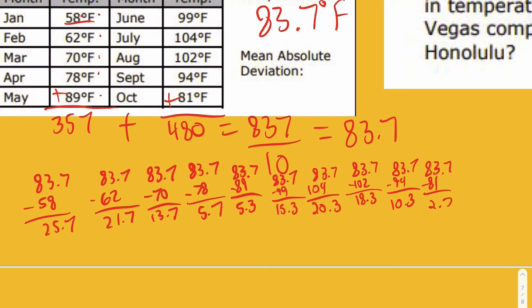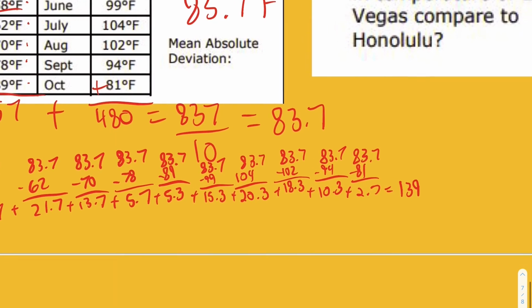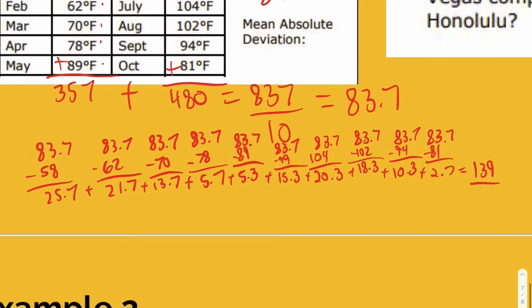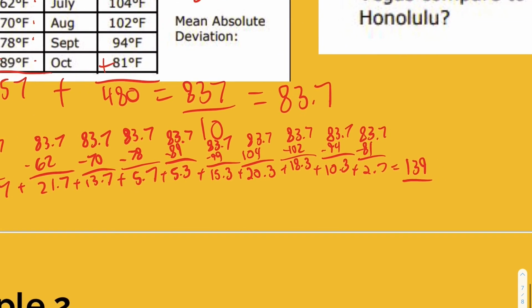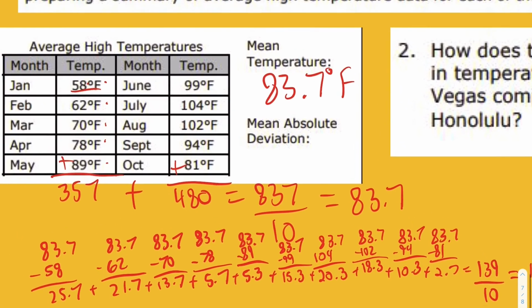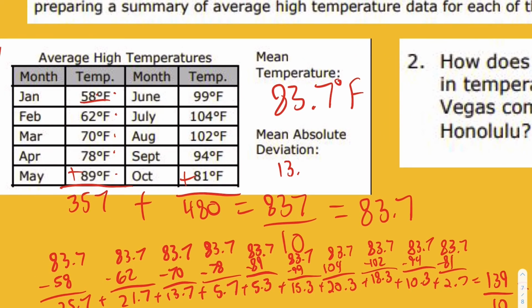Once you've done all of that subtraction, we're going to put a plus sign in between those numbers and add them all together. The number I get is 139, and we're going to divide it by 10, since we had 10 data points. The answer is 13.9. So the mean absolute deviation this time is 13.9.